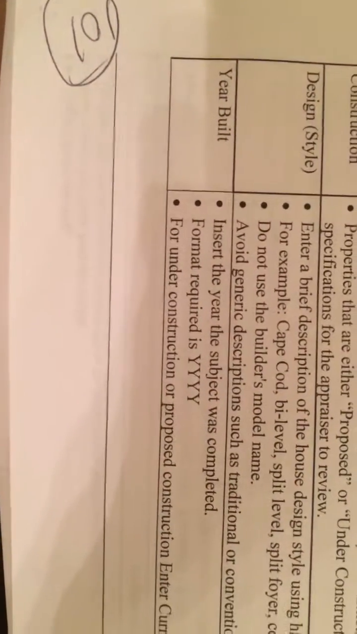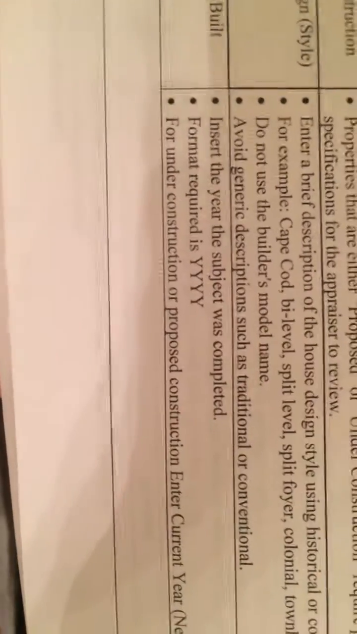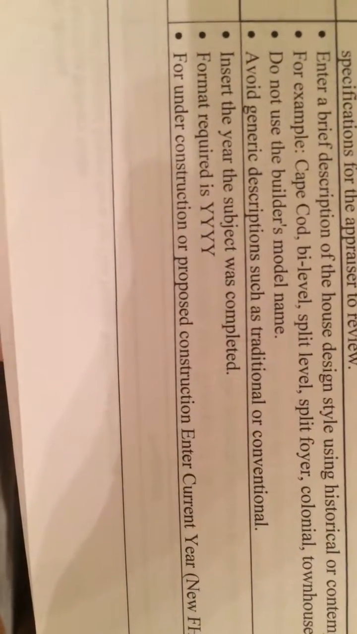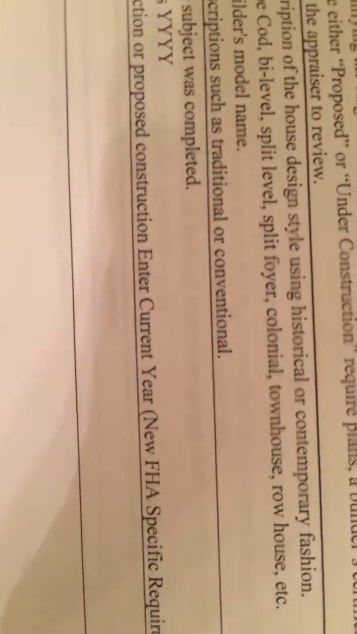Field: Year built. Protocol: Insert the year the subject was completed. Format required is YYYY, the four-digit year. For under construction or proposed construction, enter the current year. New FHA specific requirement.